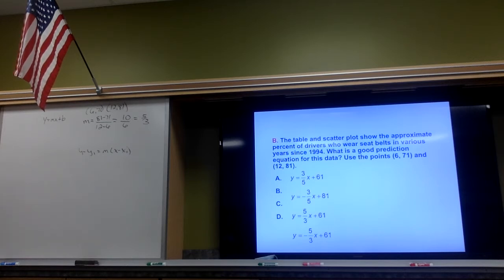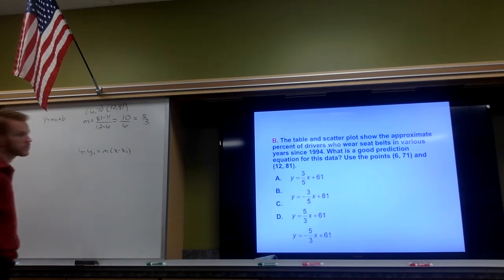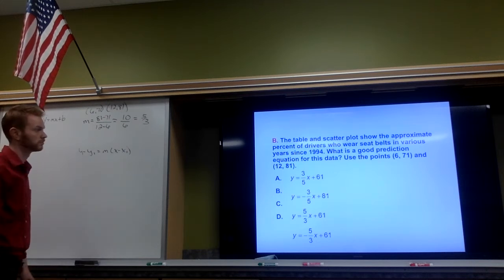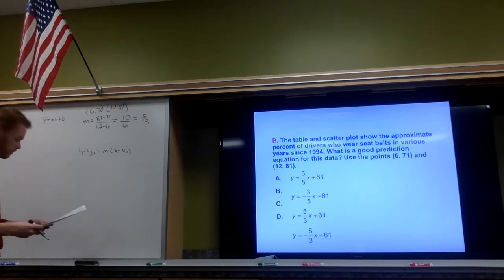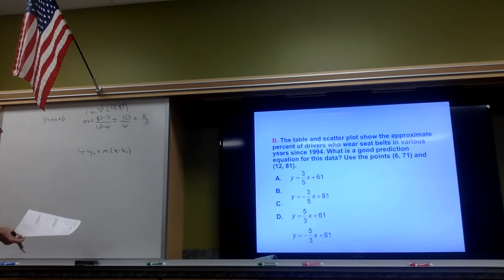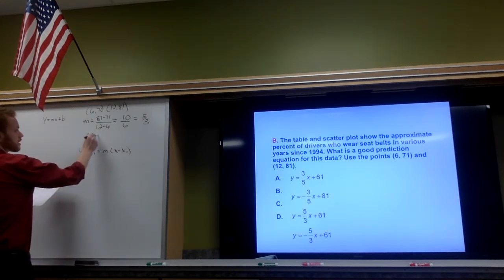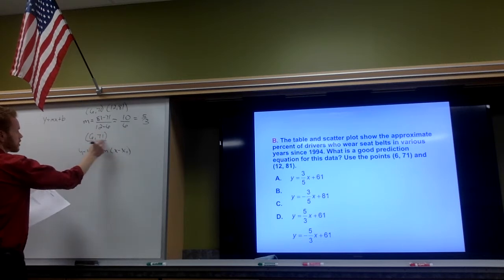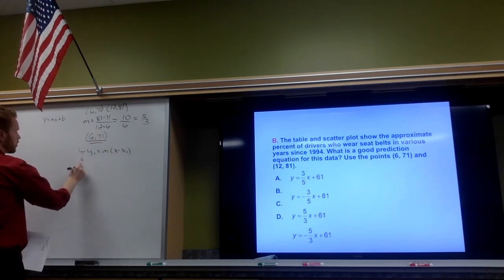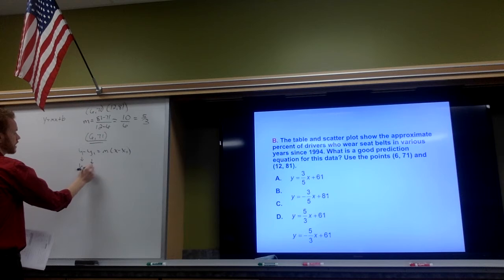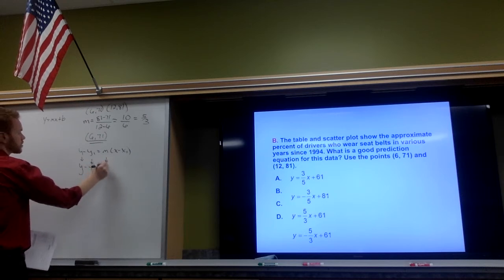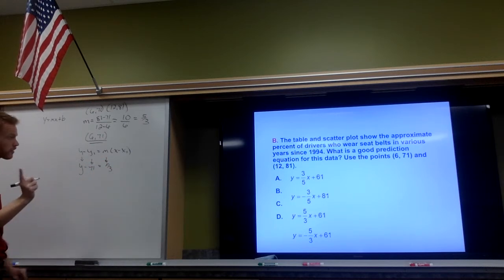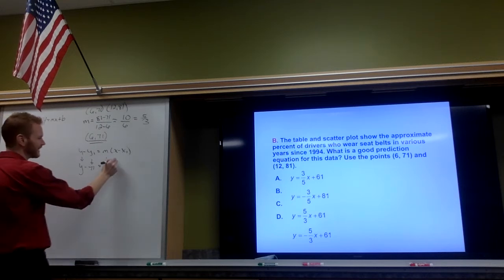Now I'm going to use a point. I'm going to use 6 and 71. You could use 12 and 81, but I would say 6 and 71 would be better just because the numbers are a little bit lower. So I don't change the first one. The second one would be 71. My slope's 5/3, and I know it's 5/3 this time. I did the subtraction correctly.